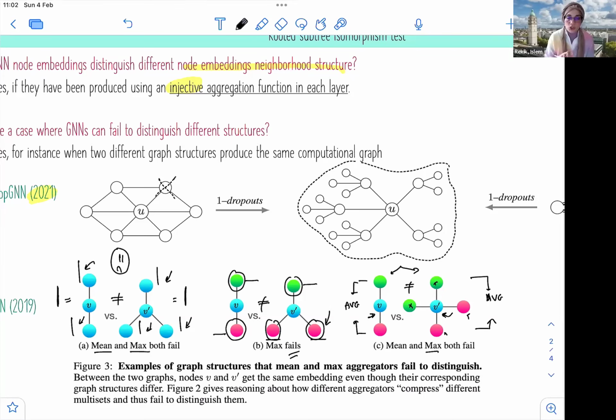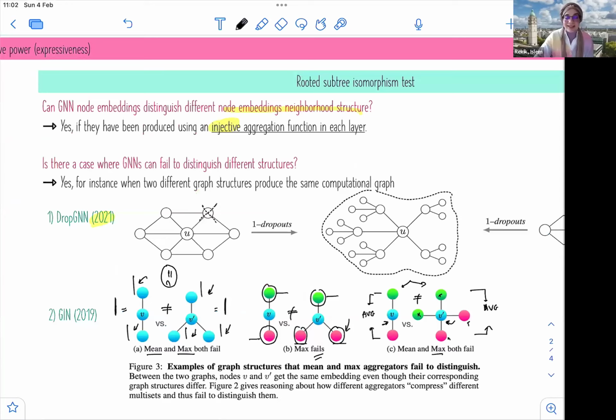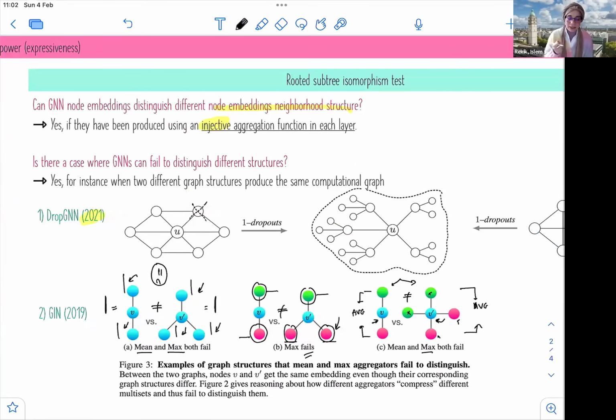So it turns out that this problem of expressiveness is not as easy as it seems. We need to define more sophisticated and more robust ways of formalizing injective aggregation functions, and maybe try to find a new solution to the problem. So now we're going to look at this.